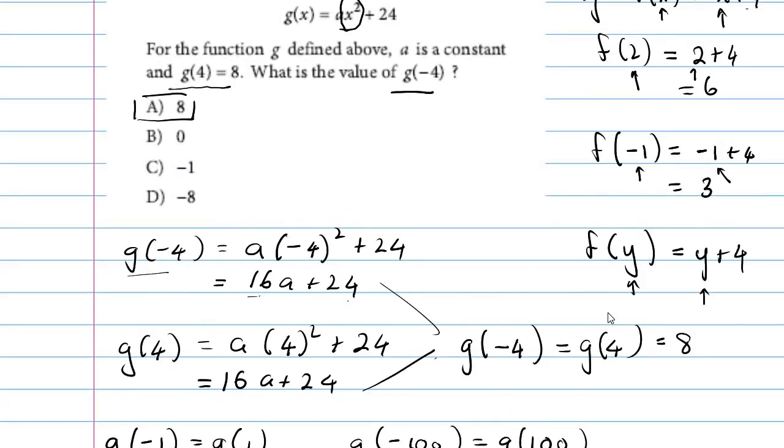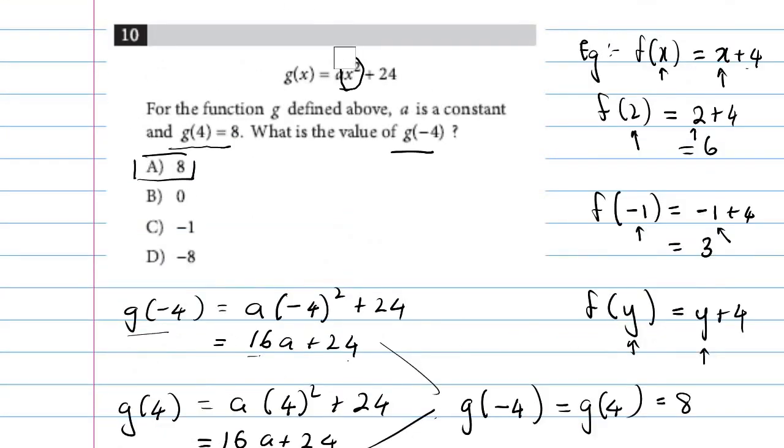Looking at these functions, it's useful to train your eye. Whenever they give you g of something and you need to find g of the other thing, think about how the function changes with these two values. In this case, there's no change at all.